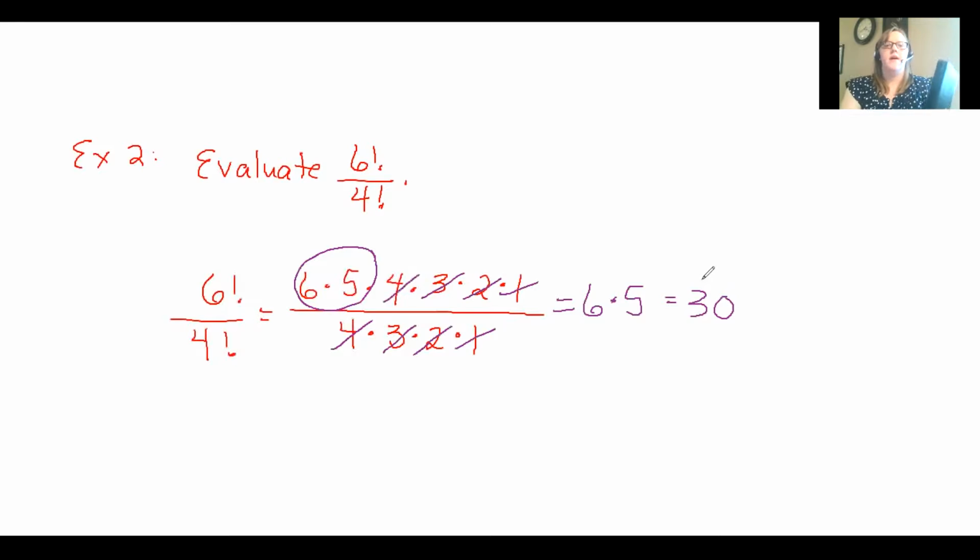Okay. All right, now I'm going to show you on my calculator. First thing I'm going to do is put in a 6, and then I'm going to go to math. I'm going to go all the way over to PRB, go down to 4, and then hit enter. And that's going to make that little exclamation point show up.